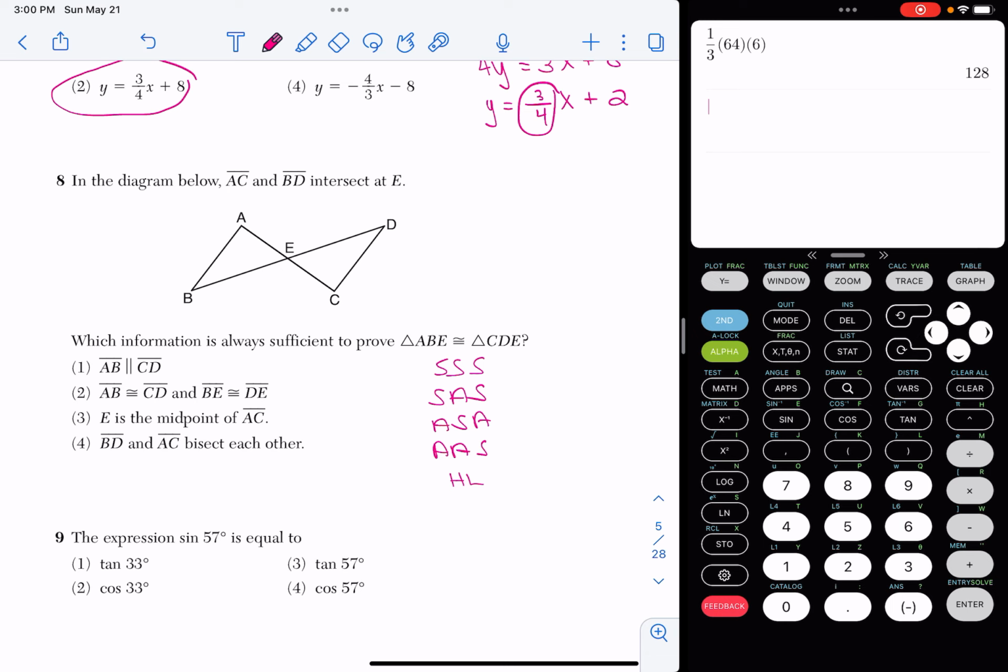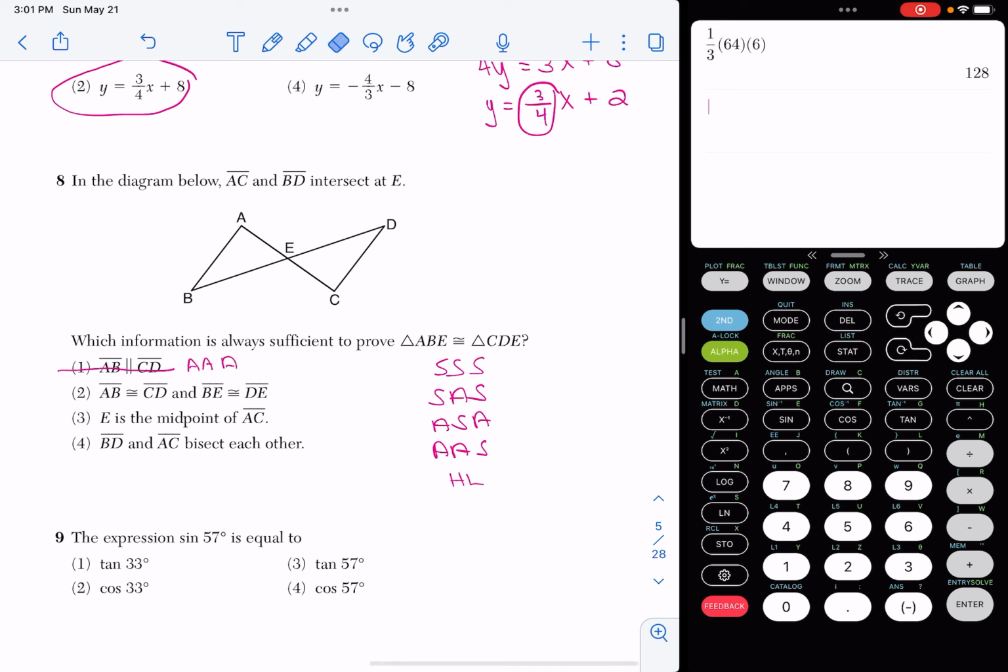For choice 1, if AB and CD are parallel lines, they give you alternate interior angles that are congruent, so I would have these 2 pairs. We can also infer that since these intersect, we have vertical angles here that are congruent, but this looks like angle, angle, angle, and that is not one of our 5 options. So since this would give me angle, angle, angle, that's not an option. I'm going to cross off choice 1.